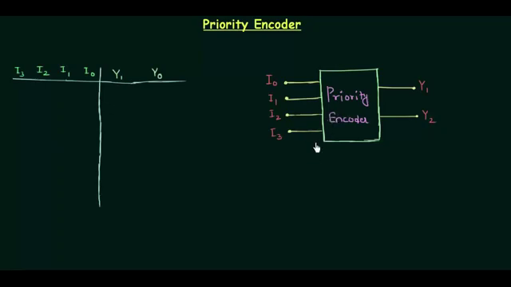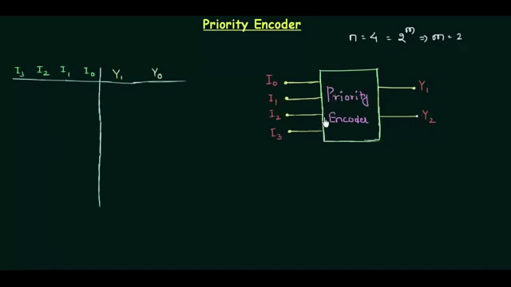You can see a priority encoder on the right hand side of your screen, in which there are 4 inputs, I0, I1, I2 and I3, and definitely 2 outputs, Y1 and Y0, because n is equal to 4, and we already know that to find the number of outputs we have to make n equal to 2 to the power m. So solving this, m is equal to 2.